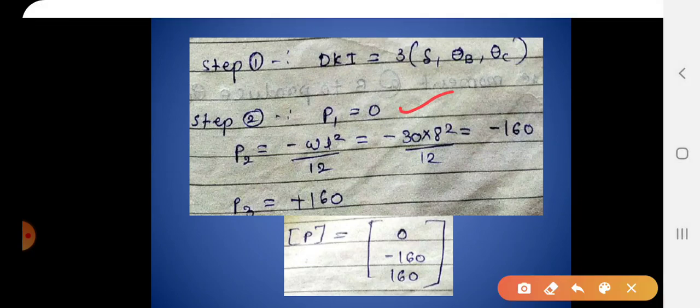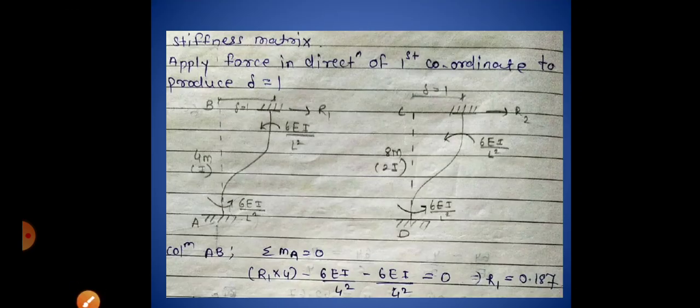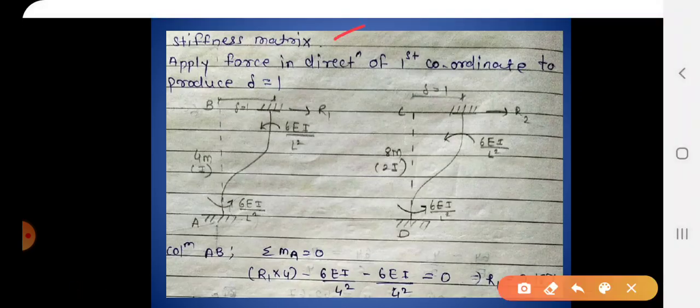As there is no force in the horizontal direction, P1 is 0, then P2 due to UDL is minus WL square by 12 and P3 is plus WL square by 12. So we have generated the P matrix: 0, minus 160, plus 160. Go to step 3 to generate the stiffness matrix.